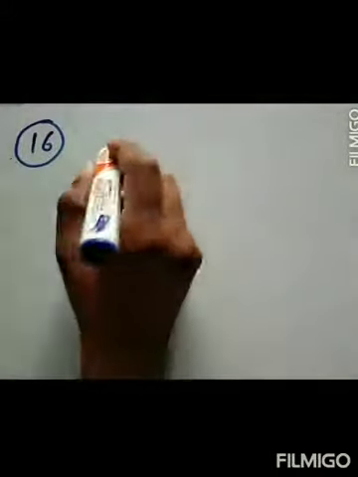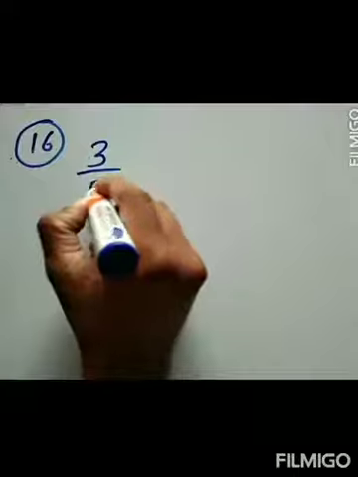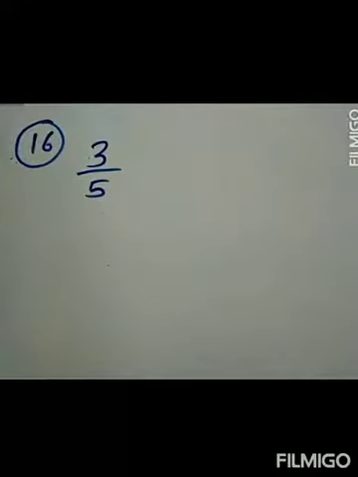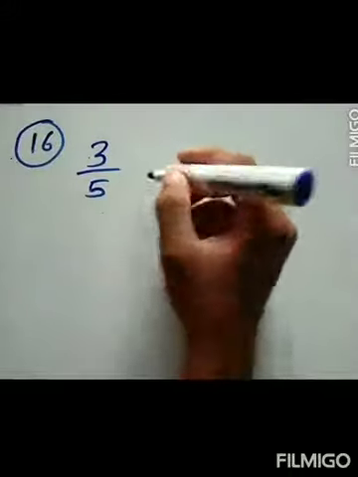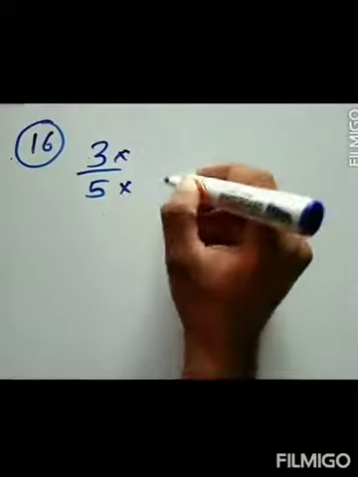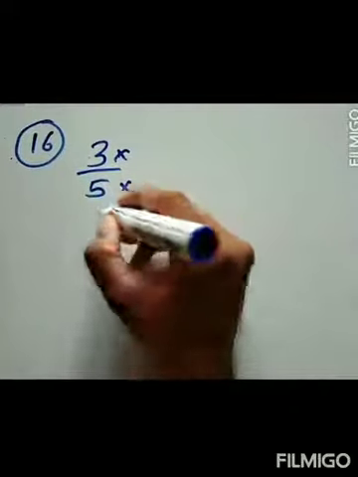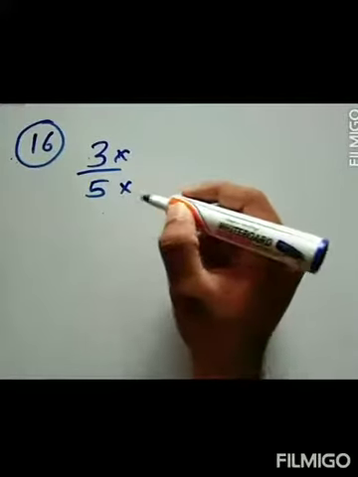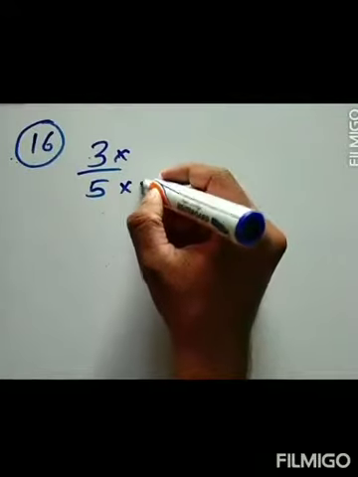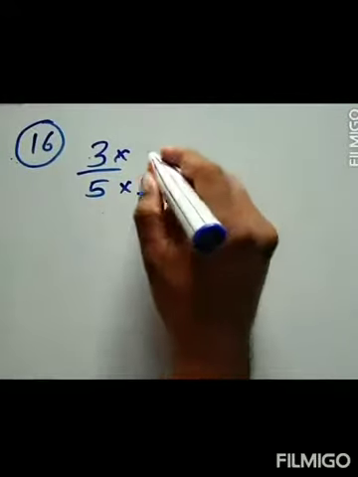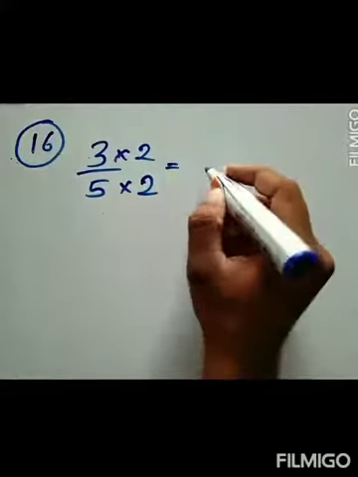The 16th question says that write the following fraction as a decimal. Then they have given 3 over 5. To convert this fraction into a decimal, you can multiply these two to get a number which is a power of 10 in the denominator. Then if you consider 5 multiplied by 2, you will get 10. Then 10 is a power of 10.